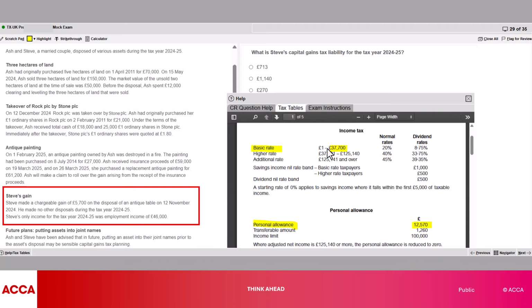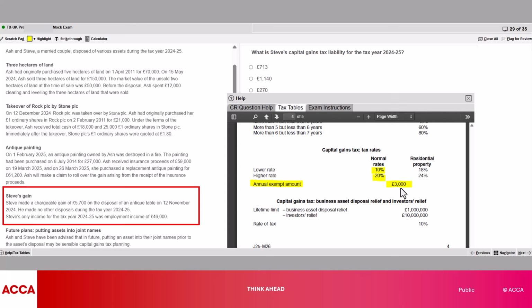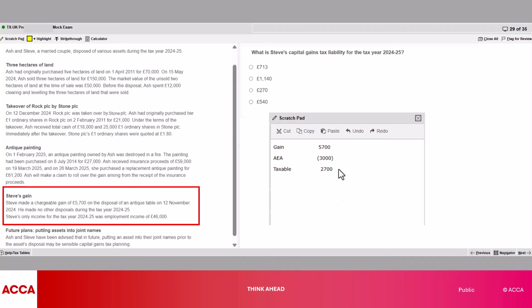And when it comes to the capital gains tax, we've got the annual exempt amount of 3,000, and because this is not residential property, we're going to be using the normal rates, 10% within the basic rate band, 20% in the higher rate band. Calculate the taxable gain, 2,700. The taxable income is 33,430, which leaves us with basic rate band remaining of 4,270. And in actual fact then, all of that taxable gain falls into the basic rate band, so it can all be taxed at 10%, and the answer is 270.